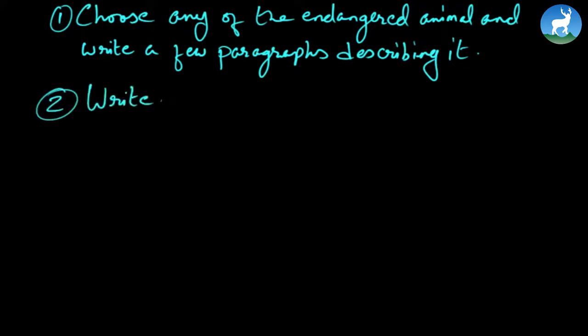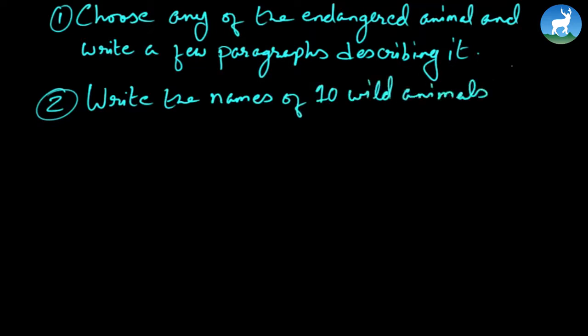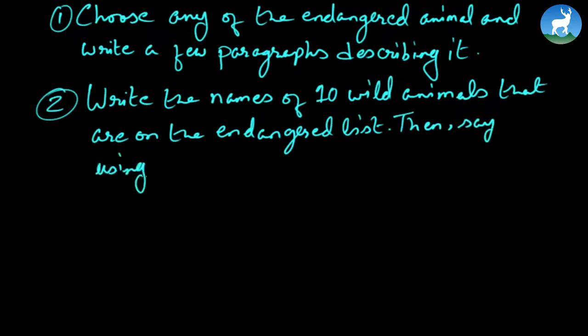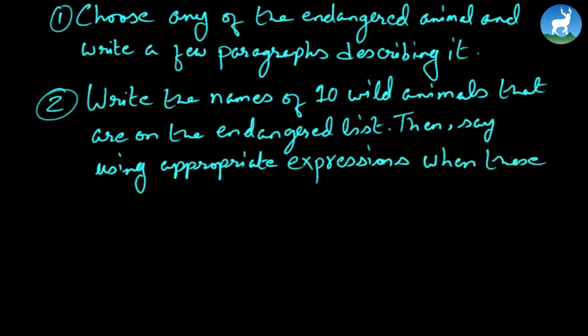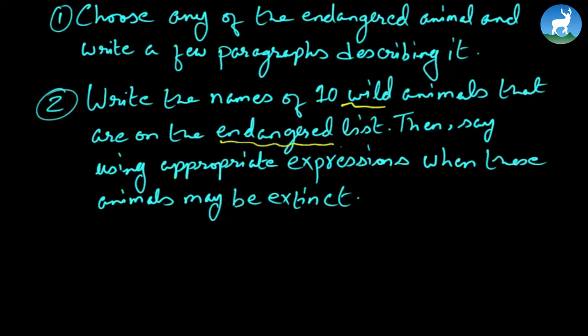And number 2, write the names of 10 wild animals that are on the endangered list. Then say, using appropriate expressions, when these animals may be extinct. First of all, write down 10 wild animals that are on the endangered list. Wild animals here are all those animals which are on the endangered list. Then say, using appropriate expressions, when these animals may be extinct.